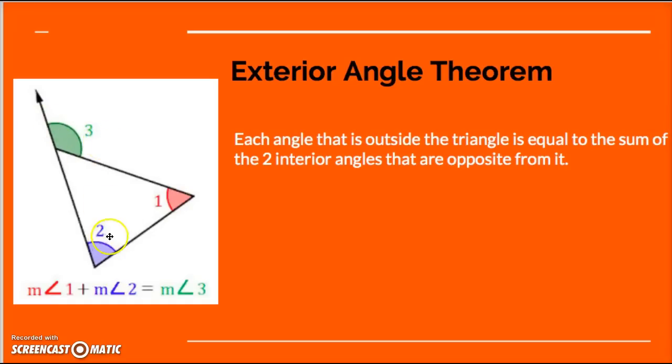Now, the two angles that you will be adding together, it says have to be opposite from the exterior angle. So you're not going to include the angle that is right by angle 3. That's out of the question. You take the other two. So let's look at a couple of examples really quick.